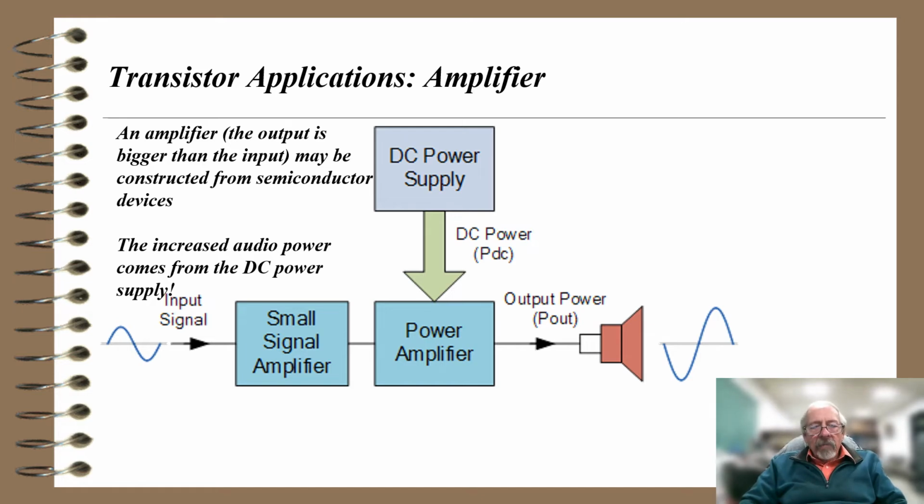So here's a block diagram, and this shows a transistor as an amplifier. So in an amplifier, the output's bigger than the input, and it may be constructed from semiconductor devices. We show a DC power supply, and that DC power supply supplies power to a power amplifier and also to the small signal amplifier. So what you see is a small sine wave on the left-hand side. The increased audio power comes from the DC power supply, and this drives a loudspeaker on the right-hand side. And even though the sine wave is not much bigger there, there's probably a lot more current in that signal on the right-hand side. So that would be an amplifier.